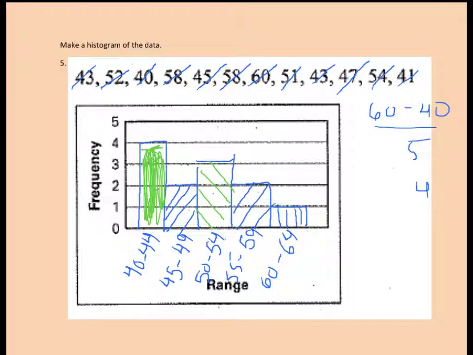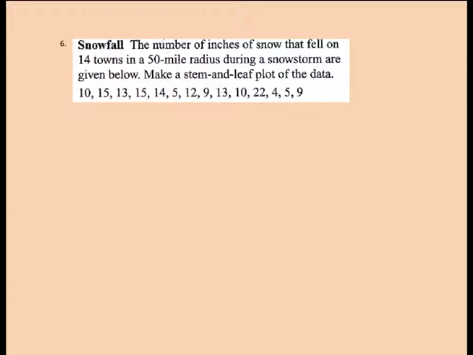So there's stem and leaf and histograms, guys. So here's your problem. The number of inches of snow that fell on 14 towns in a 50-mile radius during a snowstorm are given below. Make a stem and leaf plot of the data. Okay? This is slightly different. Still make the stem and leaf plot, but don't forget to title it. Alright? See you guys tomorrow.